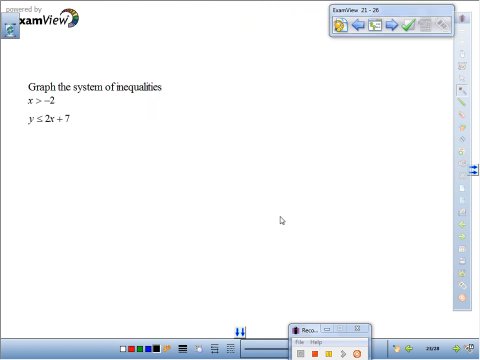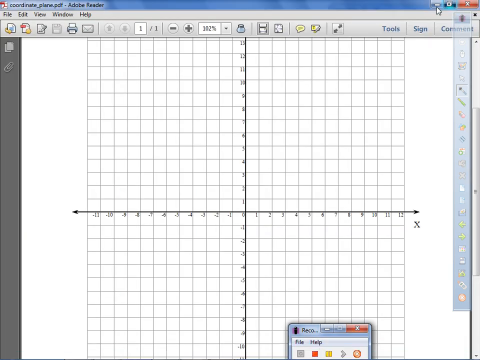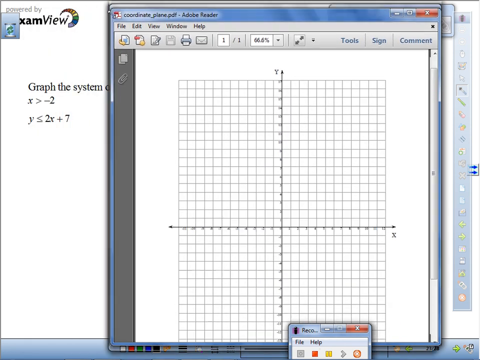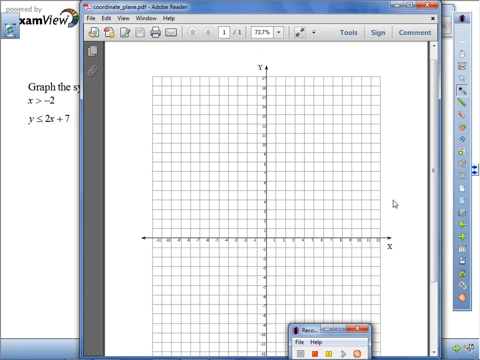21. Okay, it says, graph the system of inequalities. Graph the system of inequalities. Get that graph paper. Oh, I already included a graph paper. Let me get mine. Sorry. No, you have yours right there. That's fine. I'm going to use a different one. Here we go. Let's graph it.